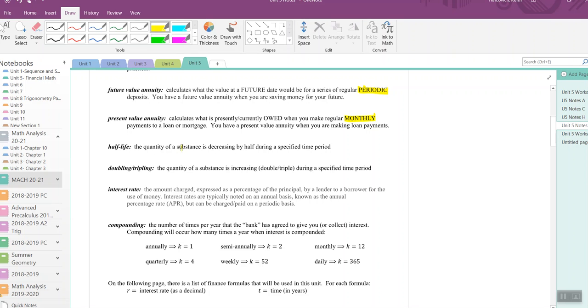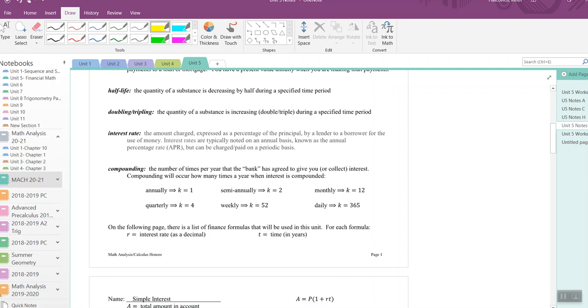Half-life, that's where the quantity of a substance is decreasing by half during a time period. Doubling and tripling, that's where the quantity is doubling or tripling during a time period. And the interest rate, that's the amount charged as a percentage of the principal. When we calculate it, we're going to use it as a decimal. The time is in years, and compounding means the number of times per year the bank gives you interest. And some different types of compounding are listed here that you can refer to.